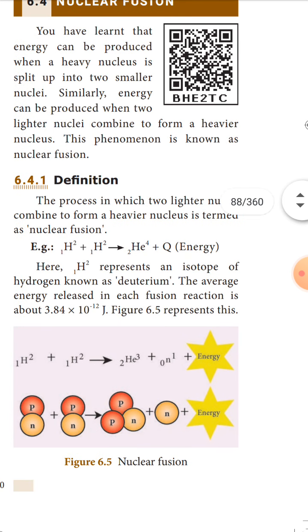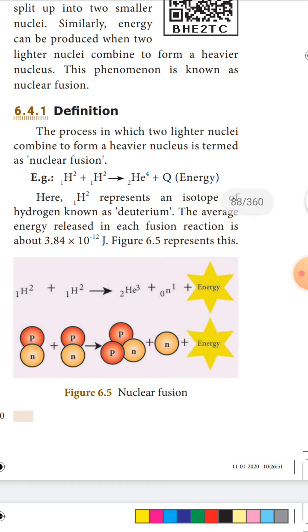Definition: the process in which two lighter nuclei combine to form a heavier nucleus is termed as nuclear fusion. Example: H2 plus H2 gives He4 plus Q energy.